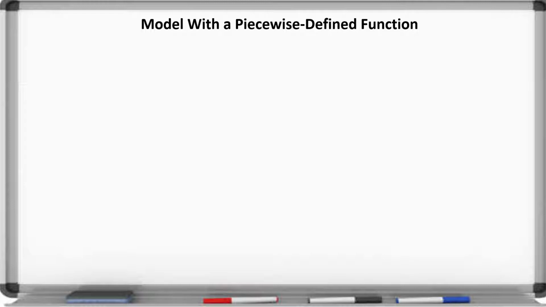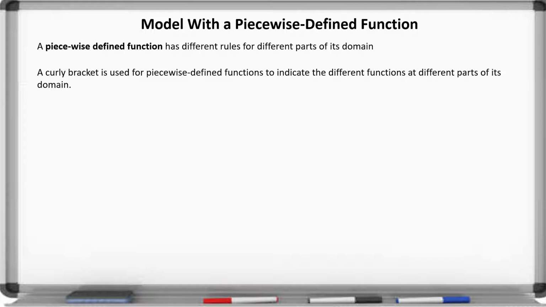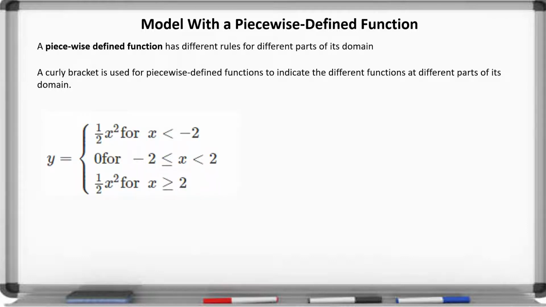All right, so first, how do we model with a piecewise defined function? A piecewise defined function has different rules for different parts of its domain. Essentially, for different x values, the function rule changes. So we use a curly bracket for piecewise defined functions to indicate the different parts of the function and different parts of its domain. So here's an example of a piecewise defined function.